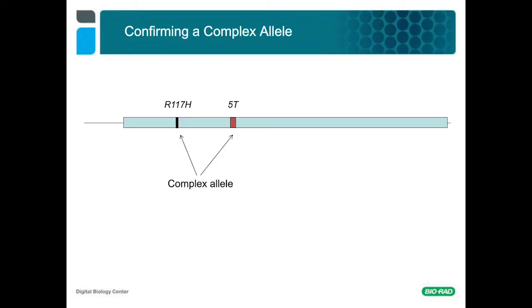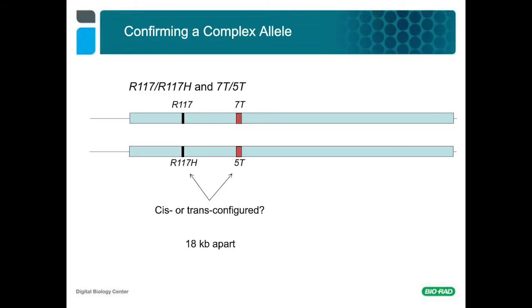Here, I've illustrated both CFTR gene copies. Say NGS has indicated that R117H and the 5T variant are present, but NGS is unable to determine the phase of these variants as they are 18 kb apart. So the question is, are these variants cis-configured, in which case the person is a carrier, or are these variants trans-configured, and the person is not a carrier?